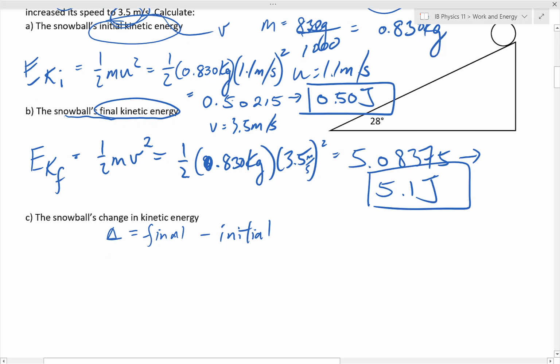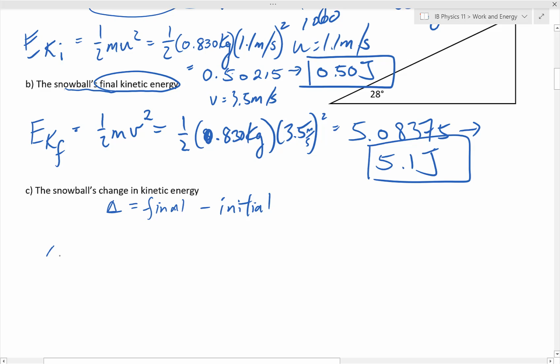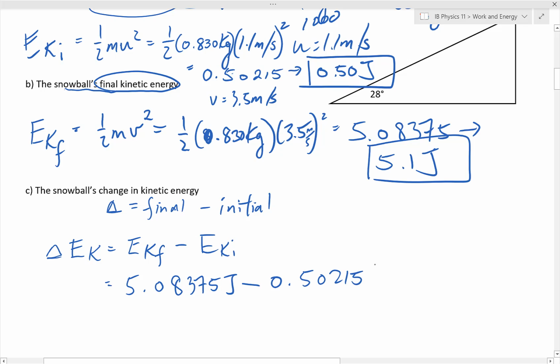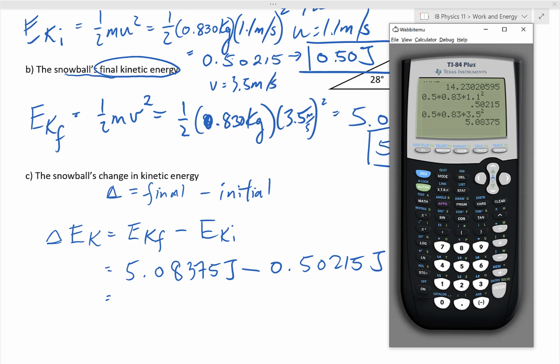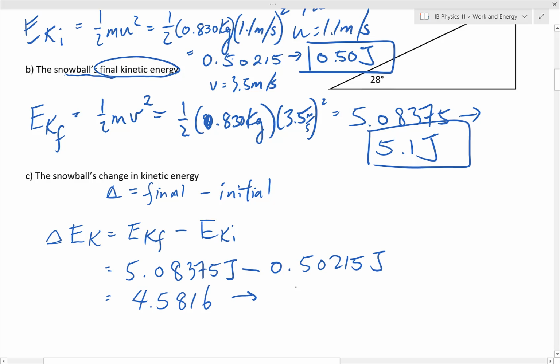And in terms of kinetic energy, that's just final kinetic energy minus initial kinetic energy. The final kinetic energy we calculated in B, without rounding the values, 5.08375 joules, minus the initial non-rounded value, 0.50215 joules. Putting that in our calculator, we get 4.5816. Rounding to two sig figs, we get 4.6 joules for change in kinetic energy.